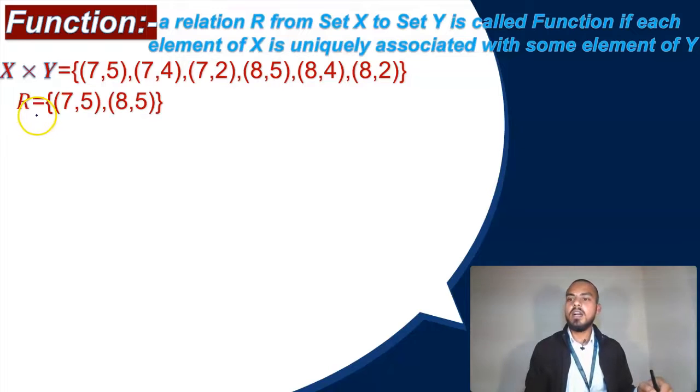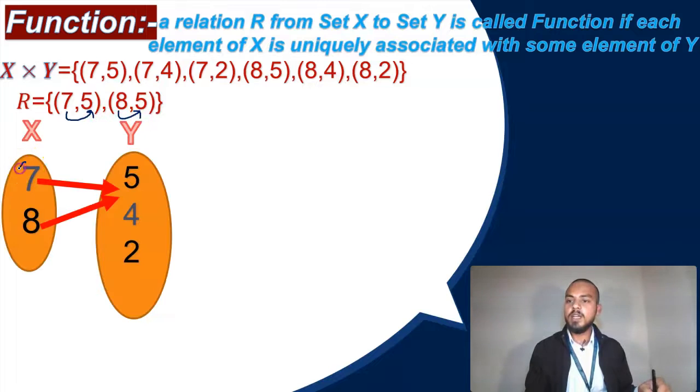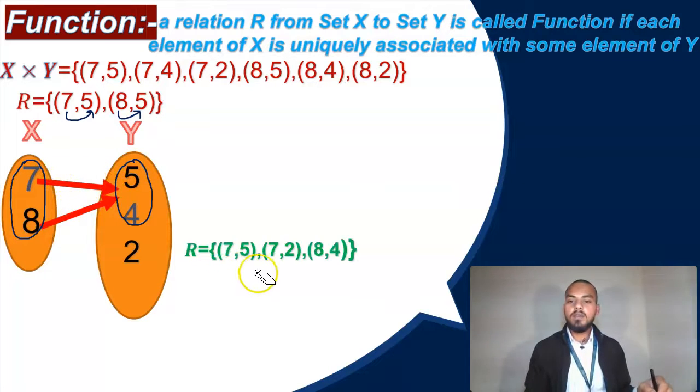Suppose we have a relation R, and here 7 is related to 5 and 8 is related to 5. That means all the elements of set X are uniquely associated with some element of Y. That means we can say that this is a special type of relation. You can also verify for this relation R. It is a simple relation or a special type of relation.